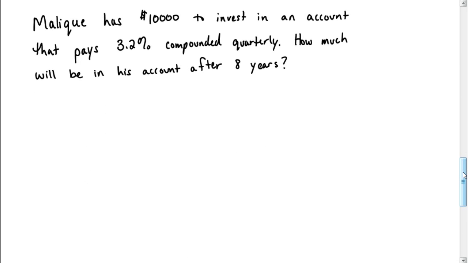This particular story problem says Malik has $10,000 to invest in an account that pays 3.2% compounded quarterly. How much will be in his account after 8 years? So let's start by plugging in our information into the formula. The amount that we're looking for is going to be your principal. Our principal in this case is going to be $10,000. So it's going to be 10,000 times 1 plus our rate.